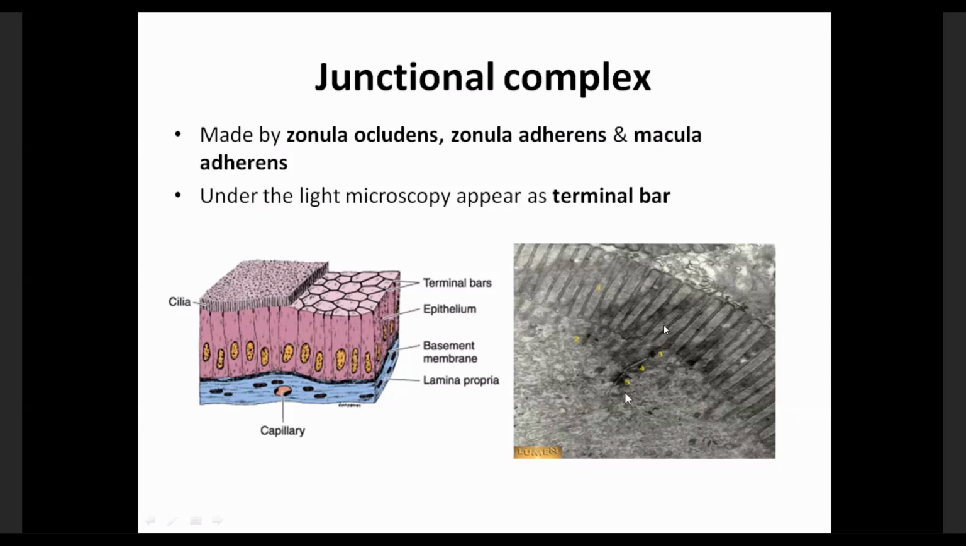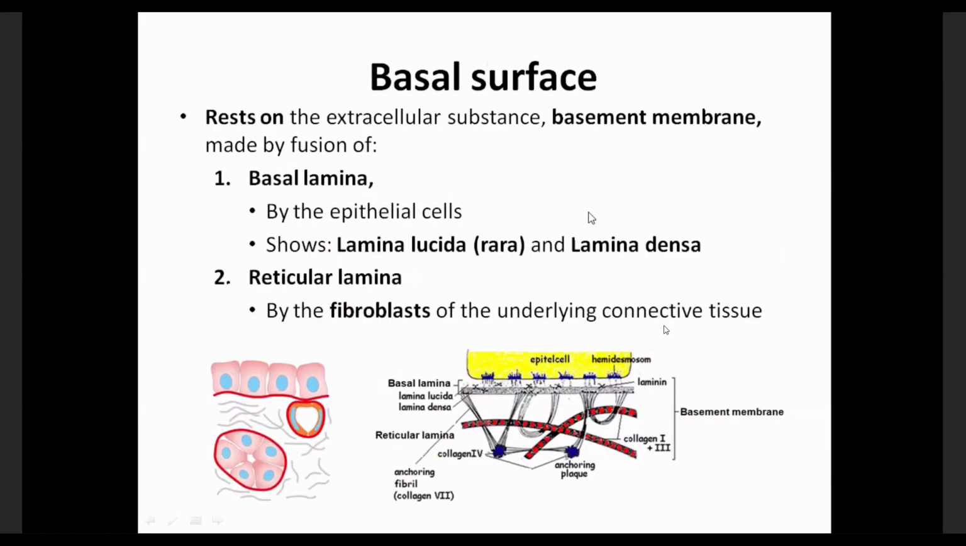They are just descriptions of other studies from a different angle. So structurally, from histology aspects, that's all we can see. Under electron microscopy, they are named as junctional complex. By light microscopy, these are named as terminal bars. Then the basal surface. The basal surface is the surface that is facing another tissue.